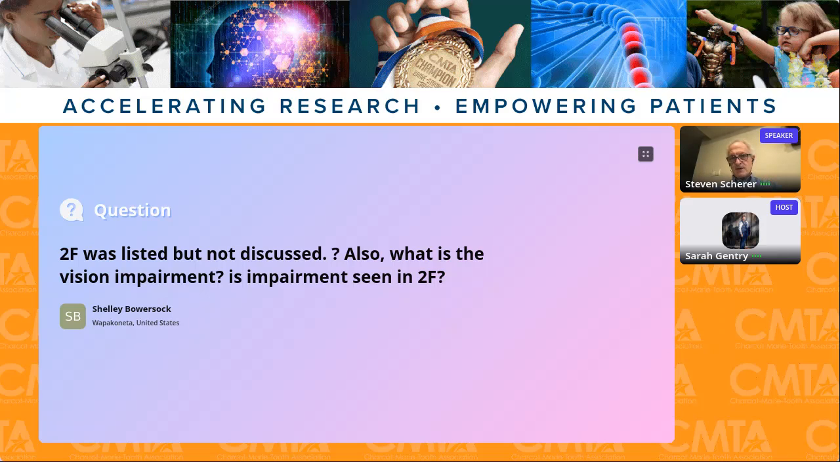There may be an effort underway to look at what we call the natural history of people with CMT2F, which is to say, how do they progress over time, using that sort of analysis that I mentioned in my last slide.